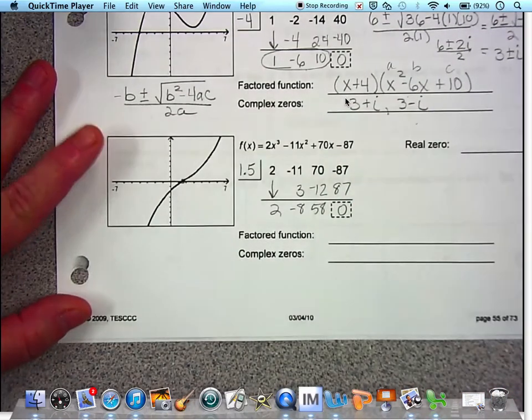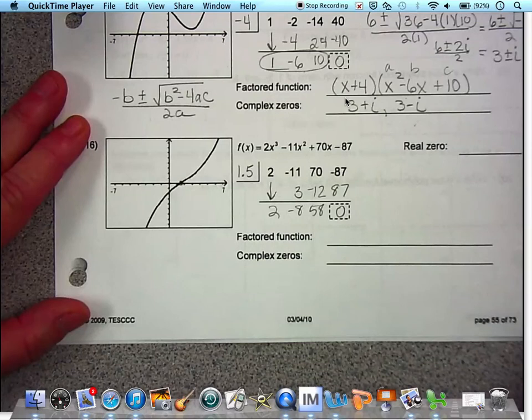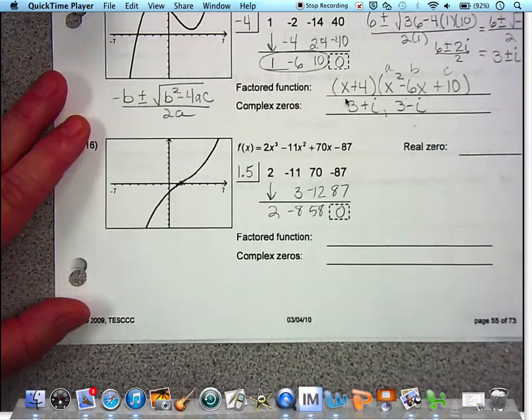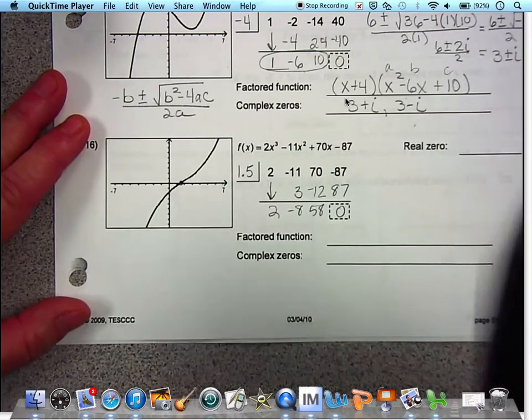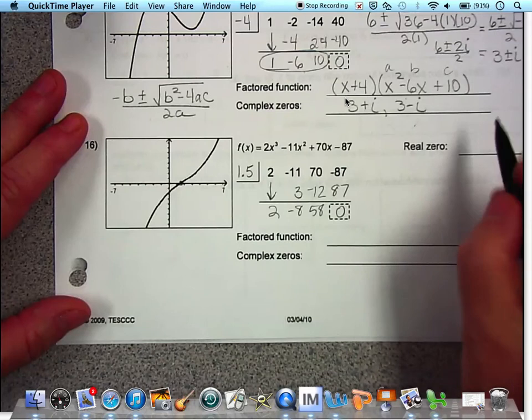87. Are we gonna have some that don't work? Well, it should work. If you found it on here, it should work. You should never find one on here that doesn't work. If you guessed at one, it might not work. Okay, what's the real zero?